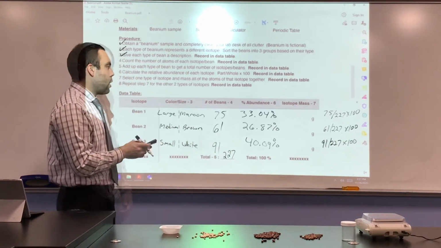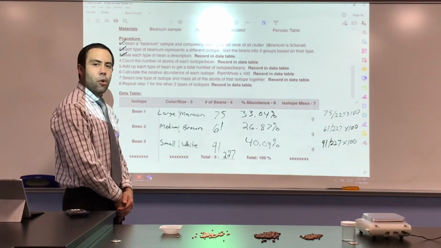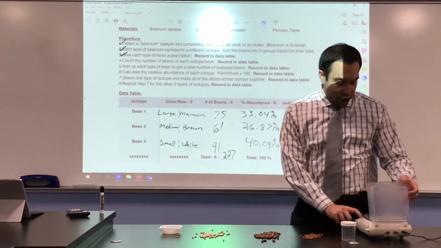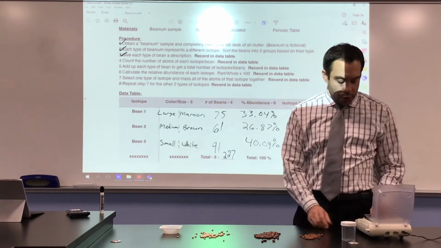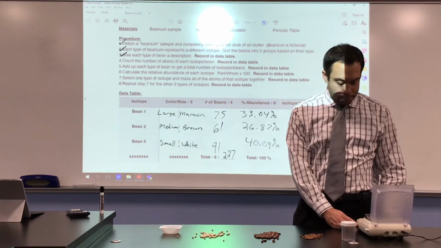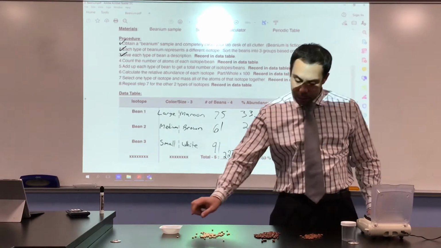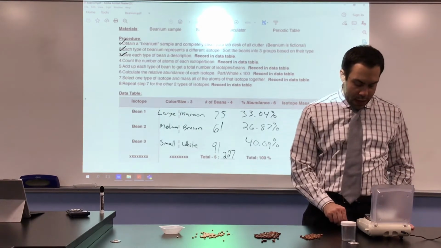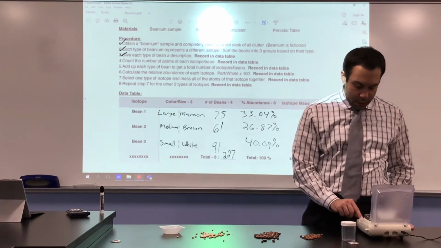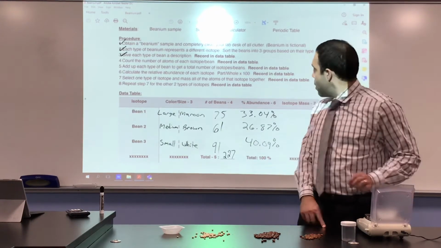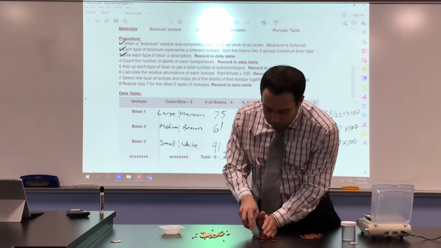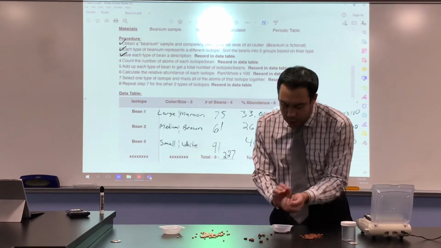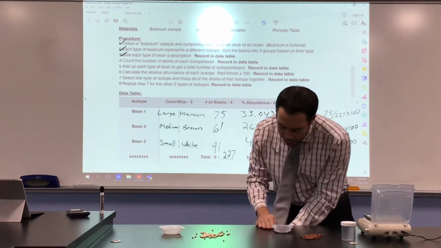Finally, we have to take the isotope mass. For the isotope mass, we take each type of bean and measure the mass on the electronic balance. So we'll turn the balance on. Let's take a weigh boat and make life a little bit easier. Zero it out. We can start with the large bean. Try not to lose any of the beans in the process. That'll affect your results.